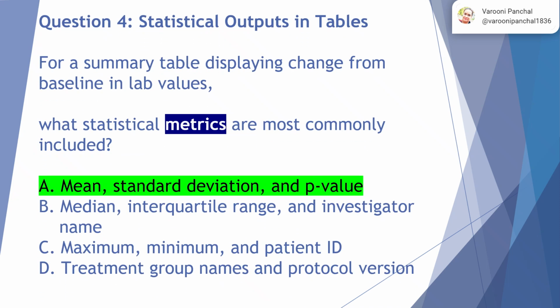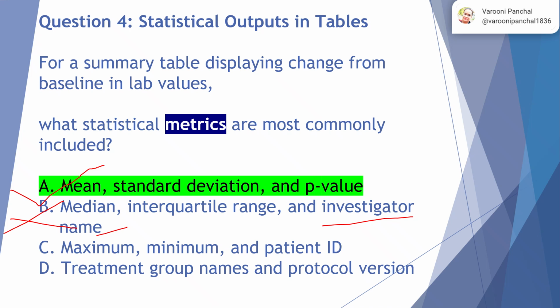Question 4, statistical outputs and tables. For a summary table displaying change from baseline in values, what statistical metrics are most commonly included? Option A, mean, standard deviation, p-value. So this is the right answer. Option B, median, interquartile range and investigator name. Now investigator name has nothing to do with the statistical metrics. So this is not the right answer.